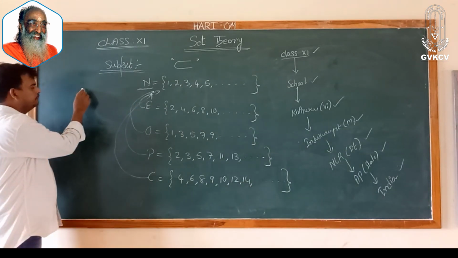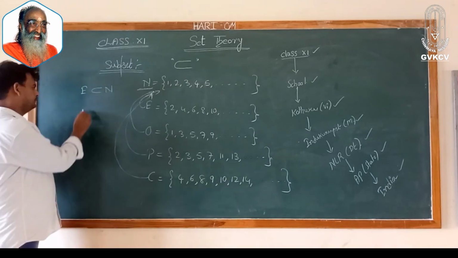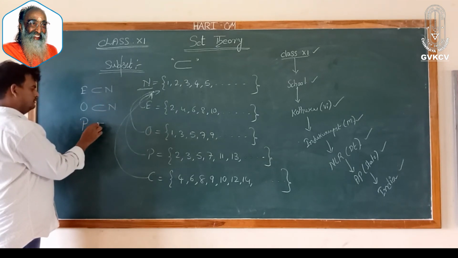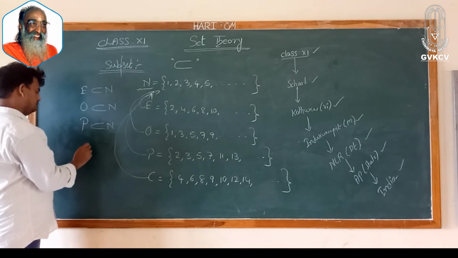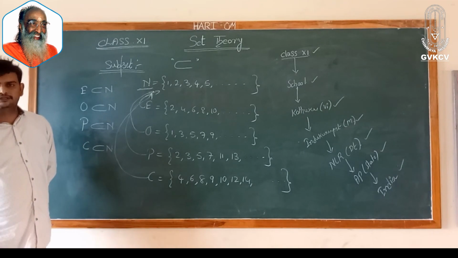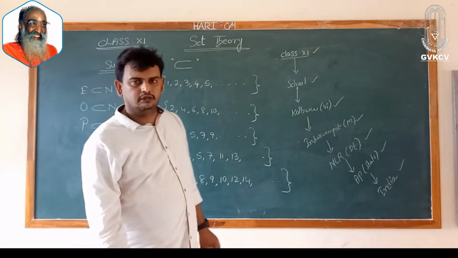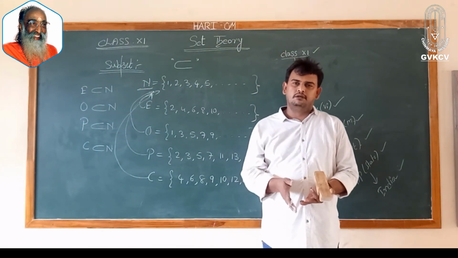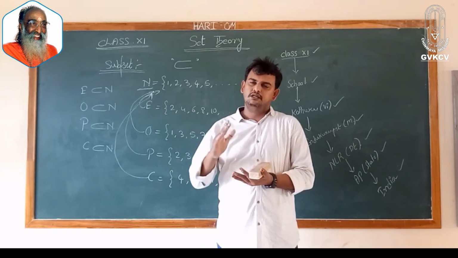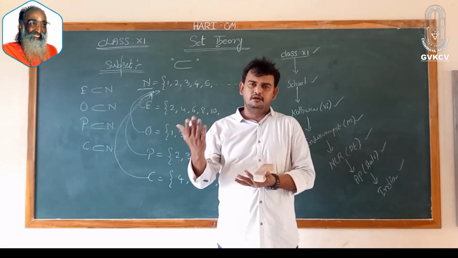Here I can say that even numbers are a subset of natural numbers. Odd numbers are a subset of natural numbers. Prime numbers are also a subset of natural numbers. Composite numbers are also a subset of natural numbers. All these are parts of natural numbers. Similarly, we have natural numbers. Natural numbers are part of whole numbers. Whole numbers are part of integers. Integers are part of rational numbers. Rational numbers are part of real numbers.